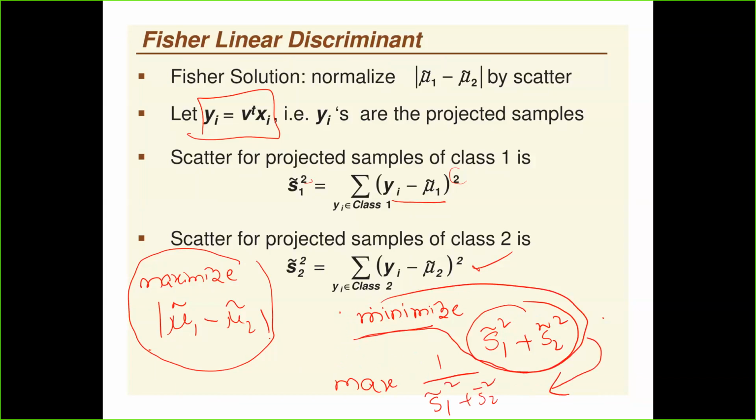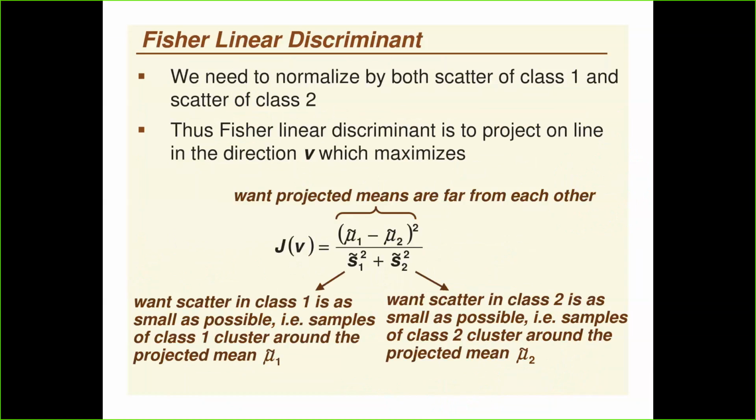Yes. So now can I write it as a maximization of mu1 bar minus mu2 bar divided by S1 bar square plus S2 bar square? With the single objective, both the objectives will be taken care of, right? With this. Everybody, understood this? Yes, sir. Great. So this is what is our objective.